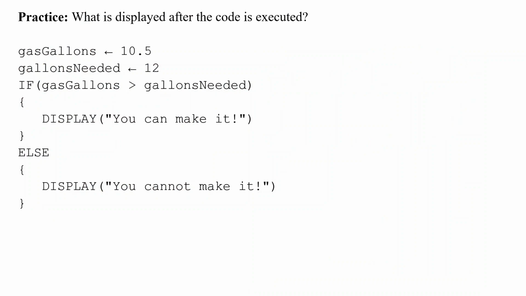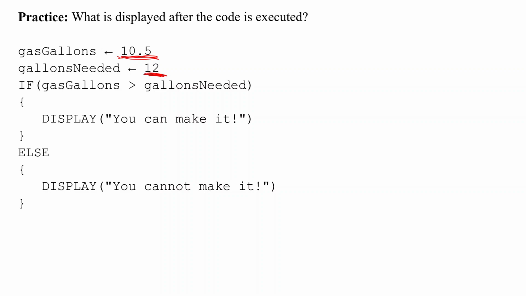What is displayed after the code is executed? In this situation, we have gas gallons and gallons needed. Based on those descriptions, I have 10.5 gallons of gas in my car, and I need 12 gallons to get to my destination. If I asked you, hey, I have 10.5 gallons in my car, but I need 12 to get to my location, will I make it? You'd tell me, no, you won't make it, Mrs. G, because you don't have enough gallons in your car.